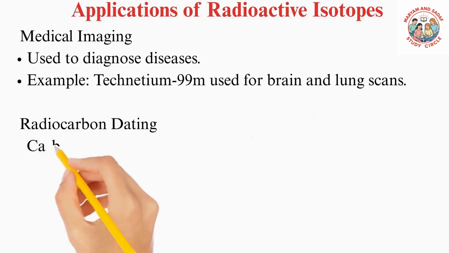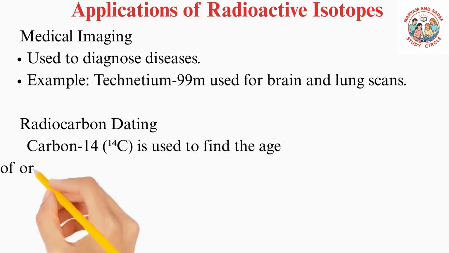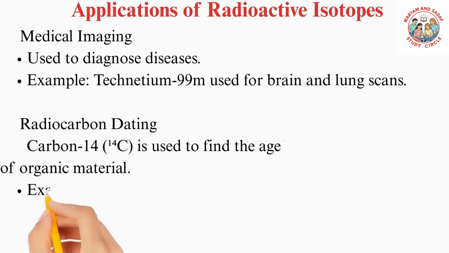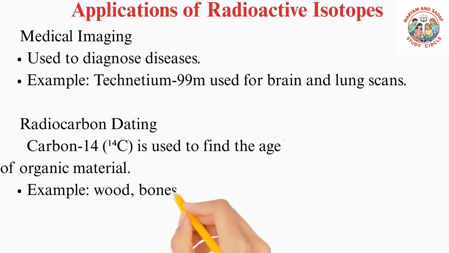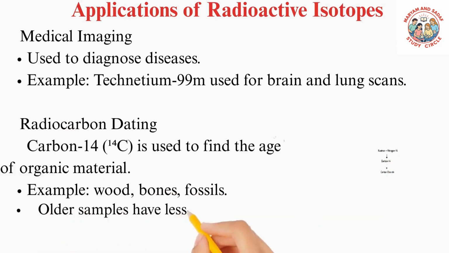Radiocarbon dating: carbon-14 is used to find the age of organic material. Example, wood, bones, fossils. Older samples have less carbon-14, used to date historical remains.